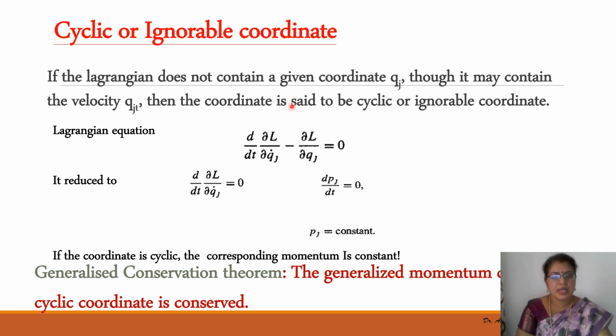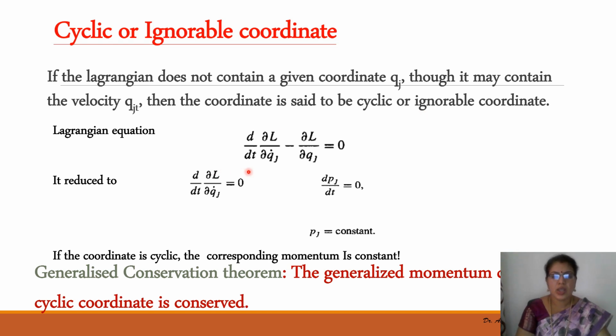Suppose the Lagrangian does not contain a given coordinate qj, or I say that there is no influence of this particular coordinate qj on the Lagrangian. It may contain, however, the velocity. So we don't have the position dependence of a particular coordinate. Then that coordinate is called the cyclic or ignorable coordinate.